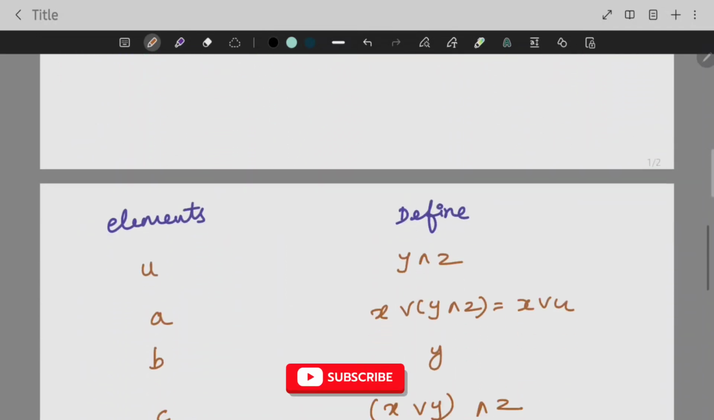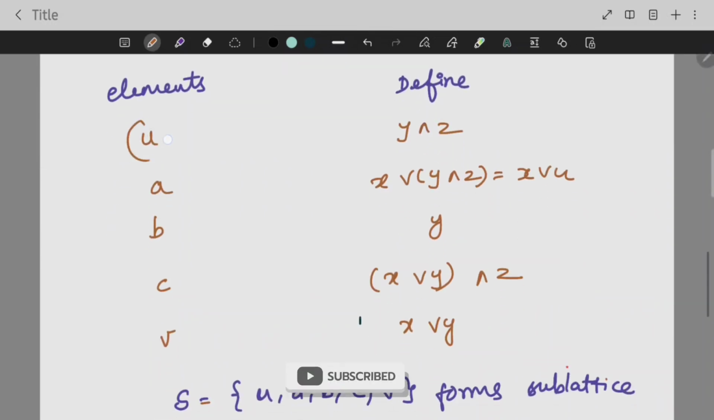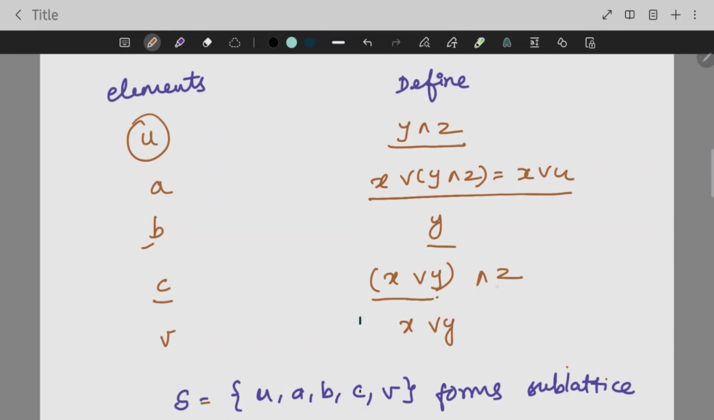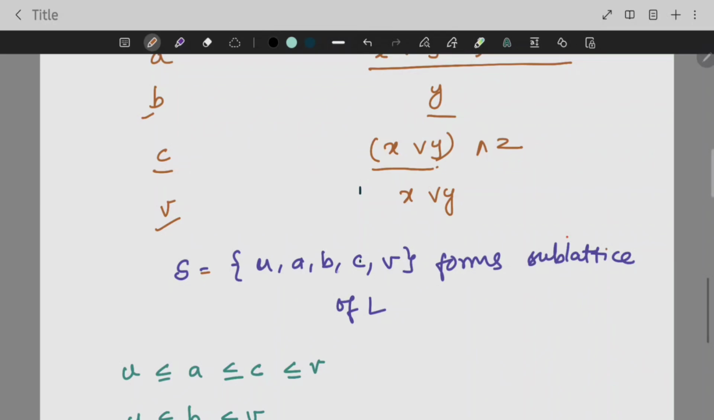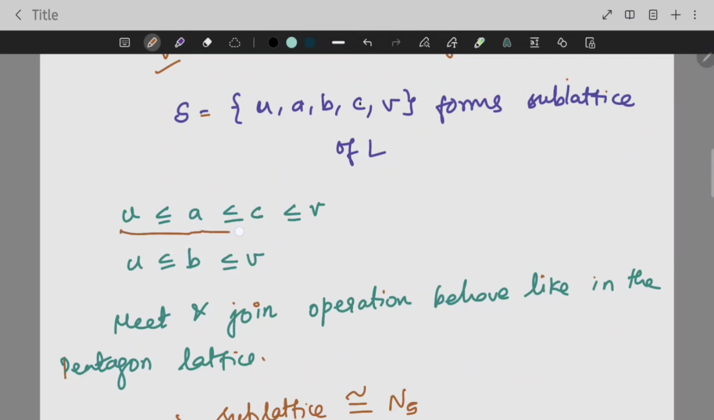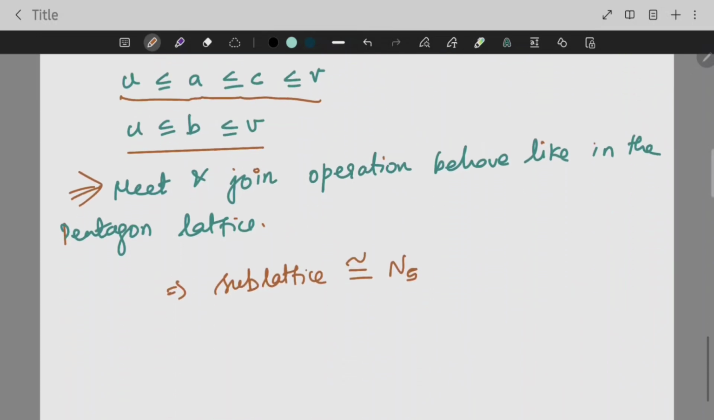So now define the elements based on this failure: U as Y intersection Z, A as X union U, B as Y, C as X union Y intersection Z, V as X union Y. Then the set U, A, B, C, V forms a sublattice of L. So now we verify U is less than or equal to A less than or equal to C less than or equal to V, and U is less than or equal to B less than or equal to V. Then the meet and join operations also behave like in the Pentagon lattice. So this sublattice is isomorphic to V5.